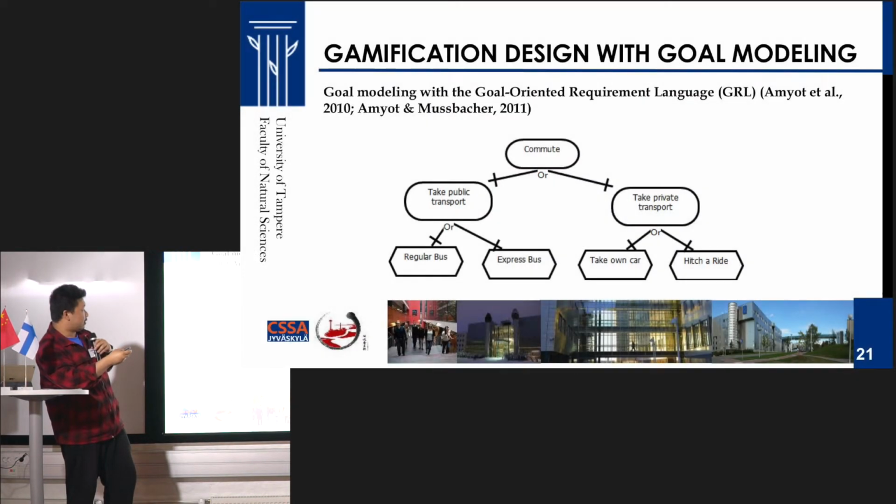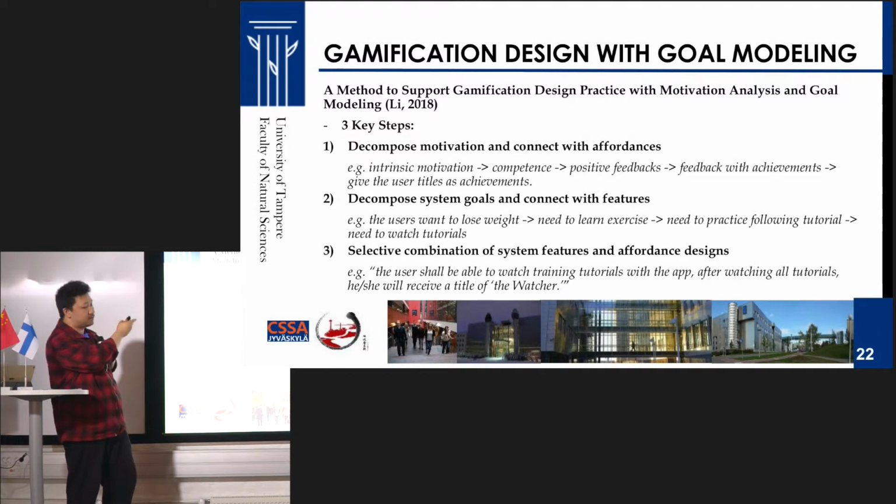That is what I want to achieve, and I use GRL, the Goal-oriented Requirement Language, as the goal modeling language to model this gamification. Because I have a time limit, I'll skip this part because it is really easy. You decompose the motivation and decompose the system goals and combine. You have a big goal, separate it into small goals, separate small goals from the hedonic system, combine these goals into features, then you have your requirements there.